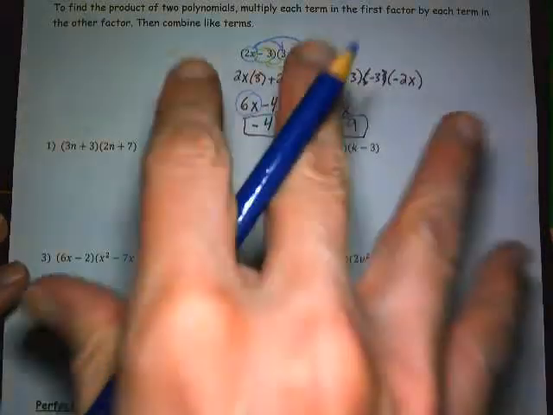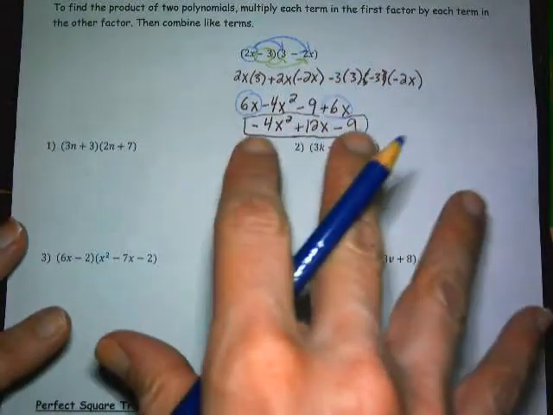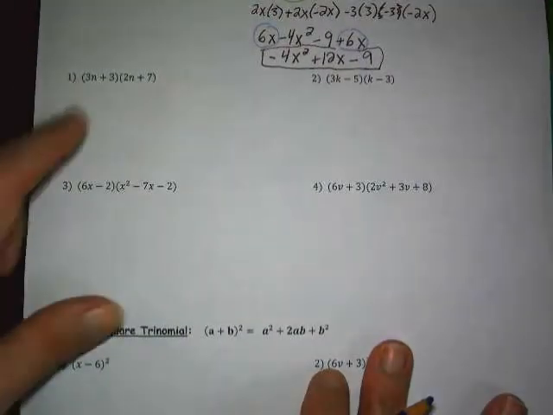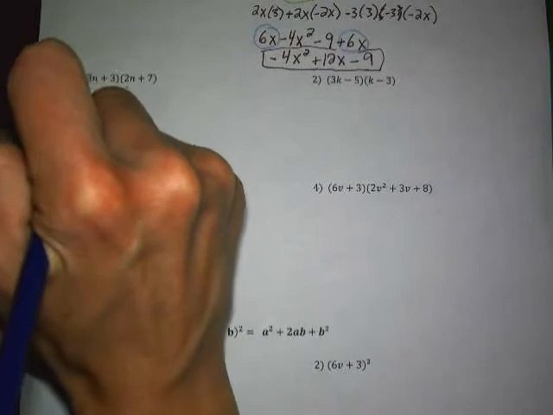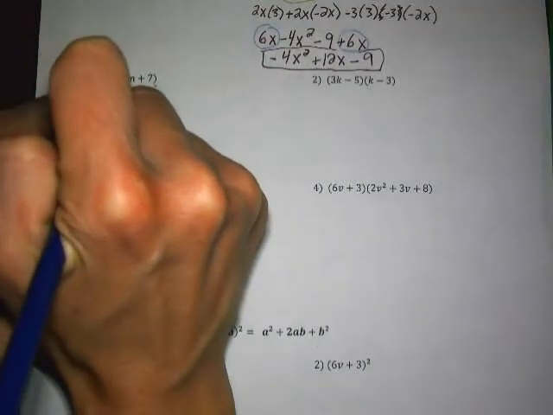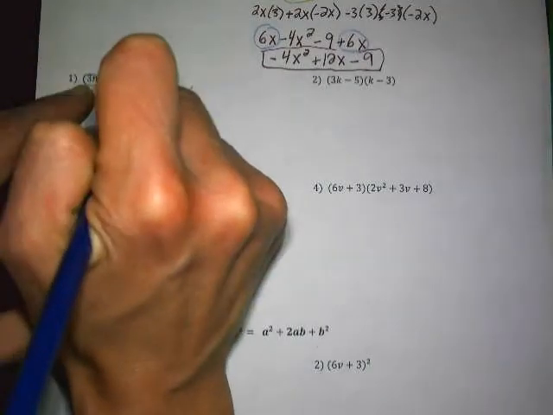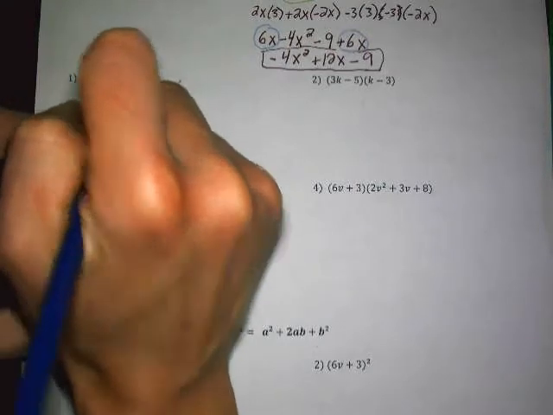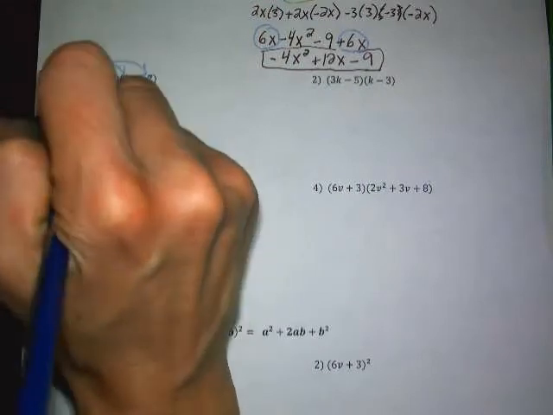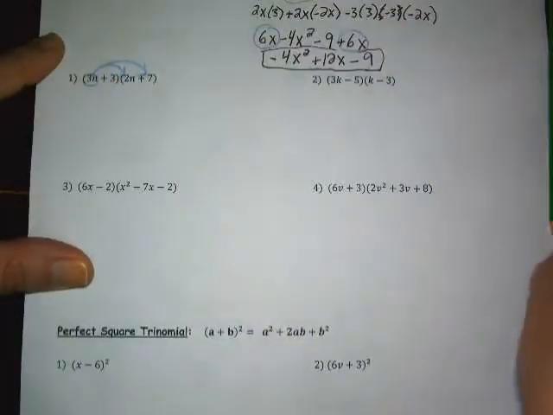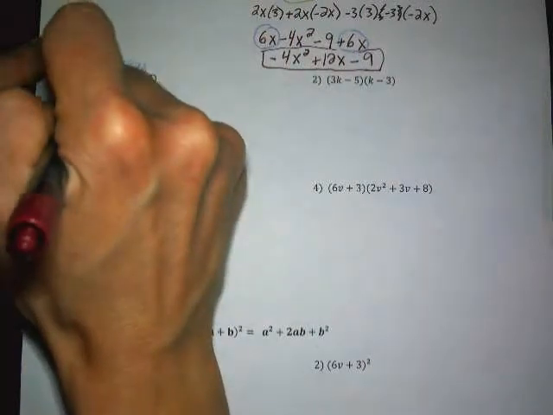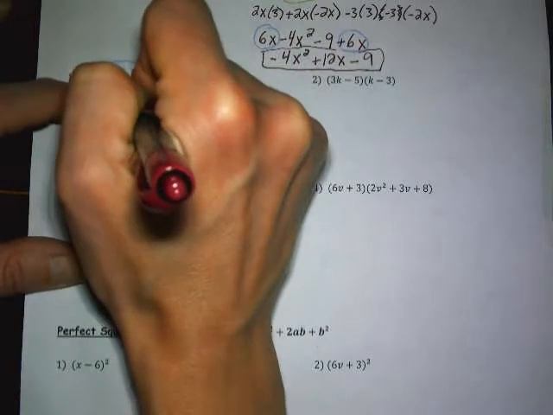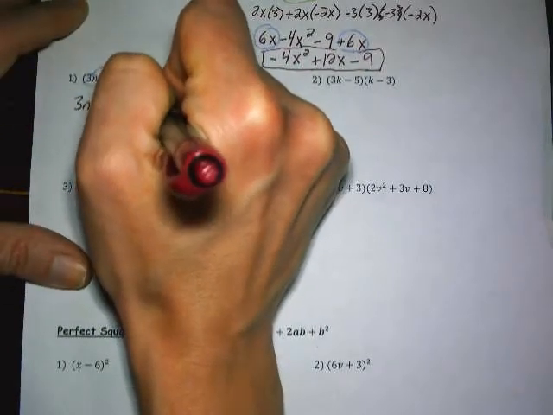And we will do a lot of these. This is the process that I would practice and practice. Here, remember, we're going to distribute both terms of the first set of parentheses to both terms of the second set. So 3n times 2n plus 3n times 7.